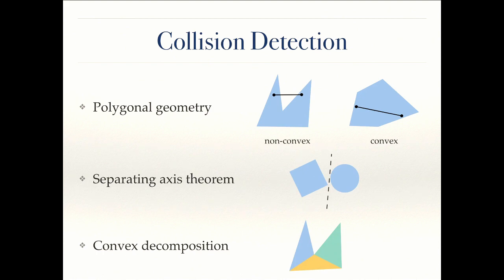So it's generally easier to deal with convex geometry. But we can also take non-convex geometry and decompose it into pieces that are convex, and then apply algorithms for convex collision detection.